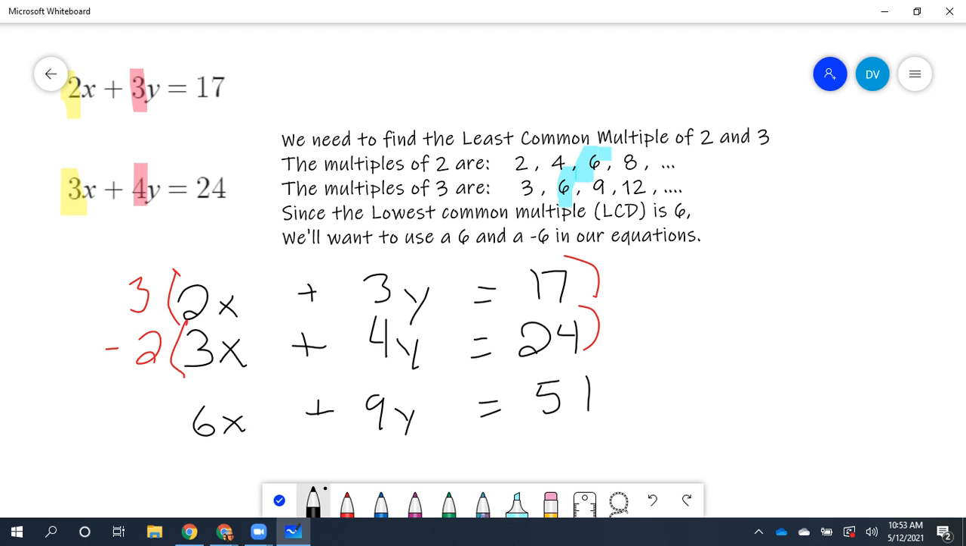We want to do the same thing, but with negative 2. The same thing in that second equation. We're going to multiply negative 2 times all of these black terms. Negative 2 times 3x is negative 6x. Negative 2 times 4y is going to be negative 8y. And negative 2 times 24, multiply that. Negative 2 times 24 is going to give us negative 48.